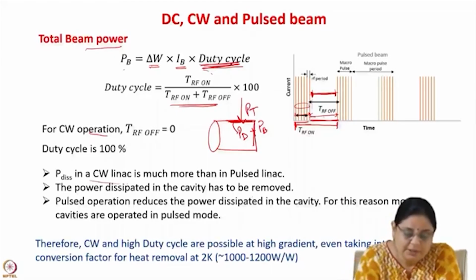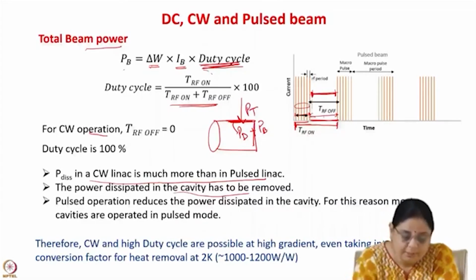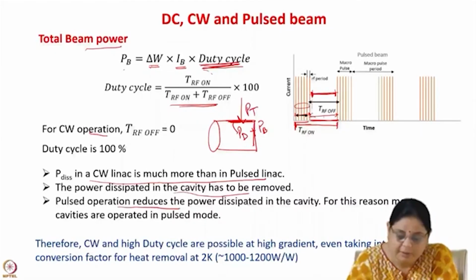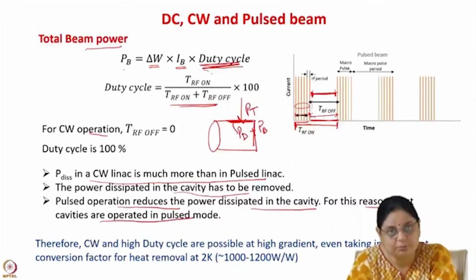So power dissipation in a CW linac is much more than in a pulsed linac. The power dissipated in the cavity has to be removed, because otherwise it will heat up the cavity and change the dimensions of the cavity and the resonant frequency of the cavity. So pulsed operation reduces the power dissipated in the cavity.